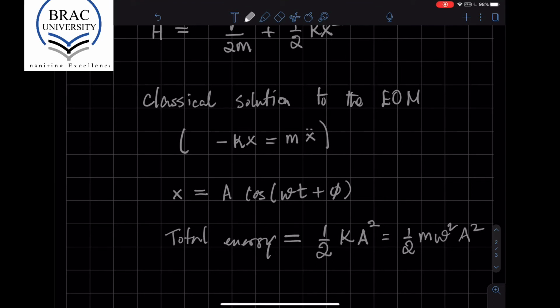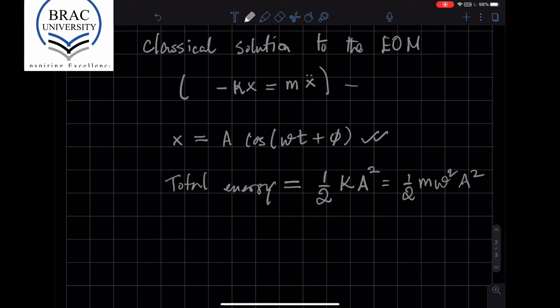Now, you have to verify that for this to be a solution to this equation, you will need the angular frequency to be equal to the square root of k, the spring constant, divided by the mass. This is something you should verify if you have not seen this before. It's very easy to verify. All you do is plug that into this equation, and you'll see that for the equation to hold, k and m have to be combined in this way.